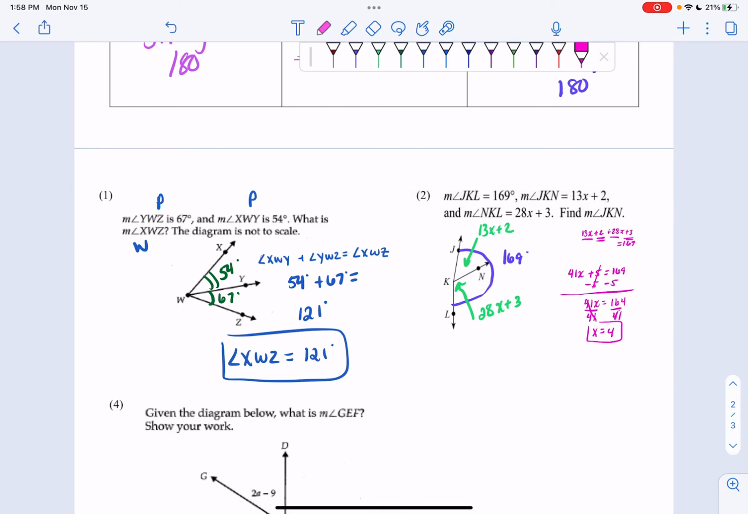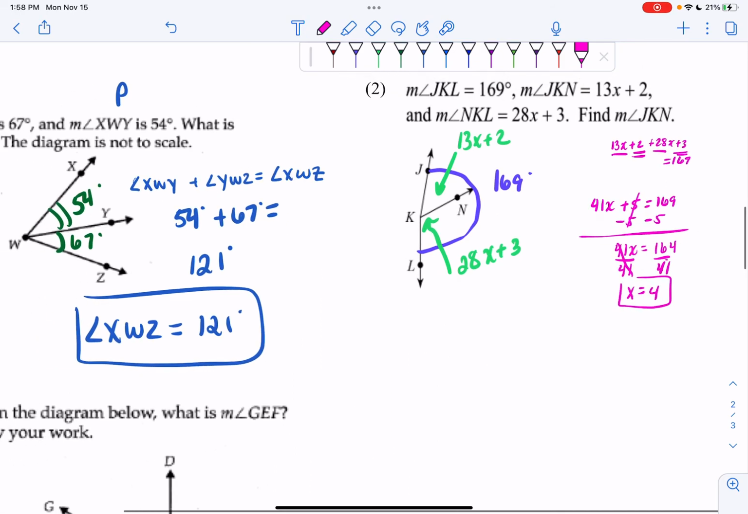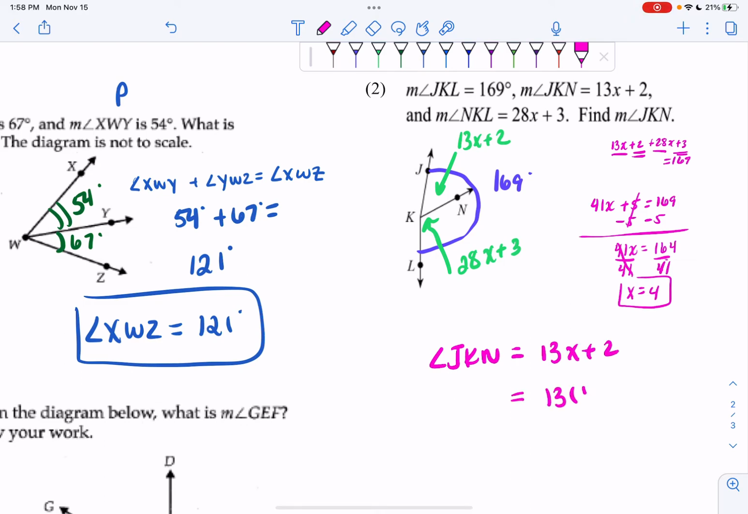I know x is 4, so I know JKN is 13x plus 2. So everywhere I see x, I substitute a 4. So I type that into my calculator, and I get 54 degrees.